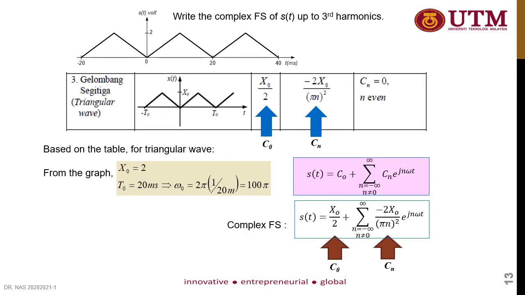Okay, let's try this example. You need to write the complex exponential Fourier series for this signal x(t) up to the third harmonic. Third harmonic means that n goes up to 3. So you need to consider all values from n equal to 0, n equal to 1, n equal to 2, n equal to 3, both positive and negative values.